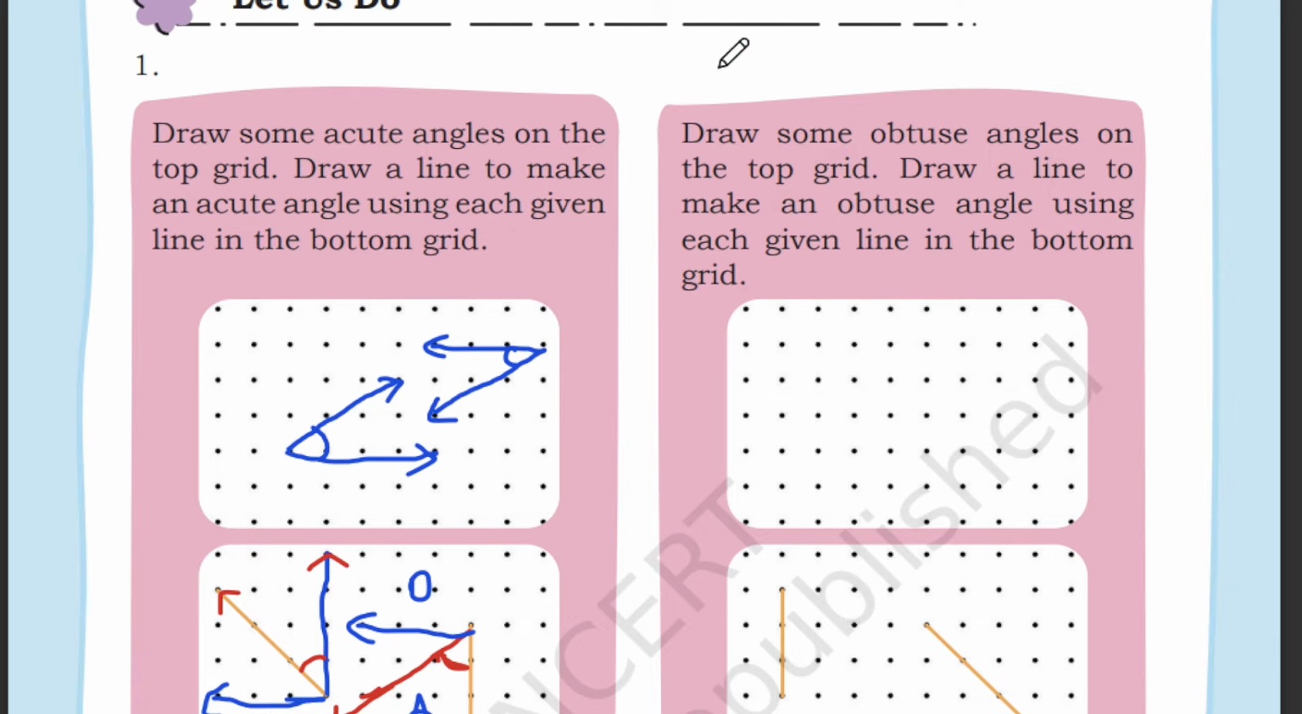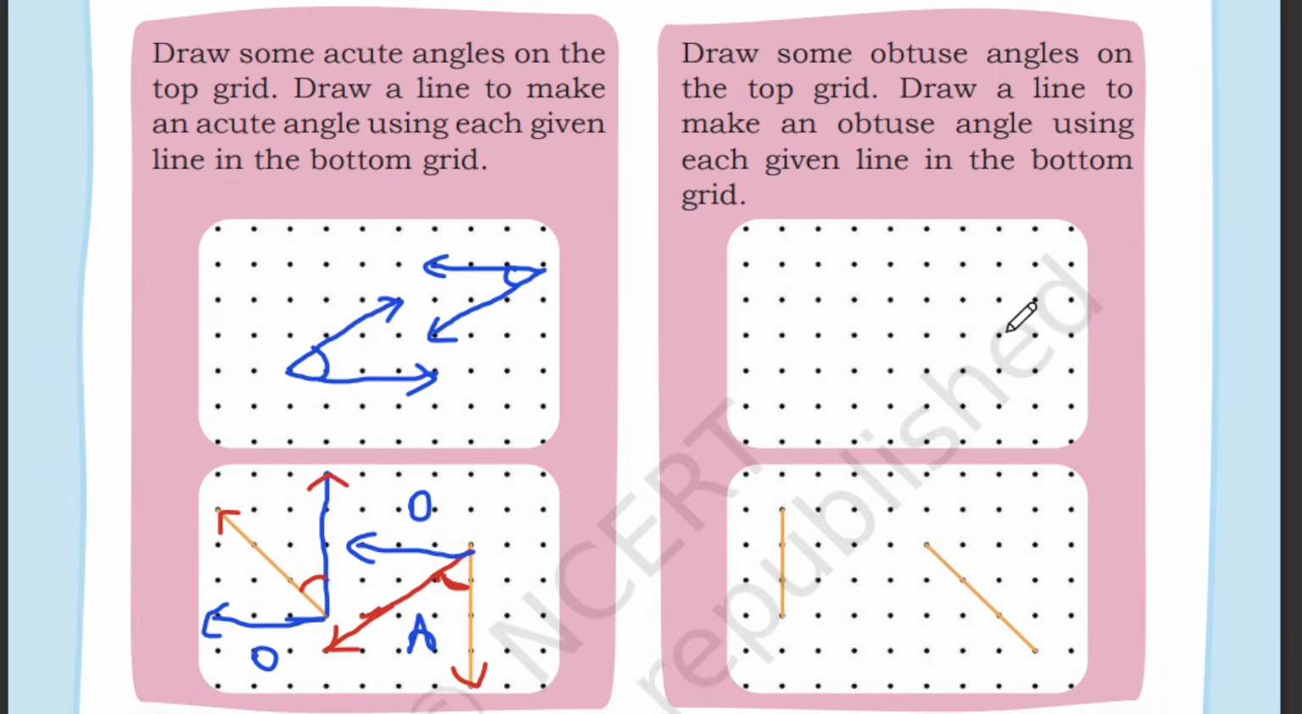Okay, next, draw some obtuse angle on the top grid. Draw a line to make an obtuse angle using each given line in the bottom. Again, the same. I'm going to draw one obtuse angle for you. First, I'll draw a straight angle in blue color, and obtuse angle in red color. Okay, so this one is the straight angle, students.